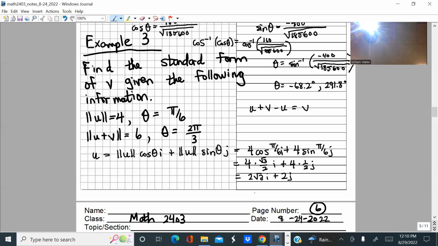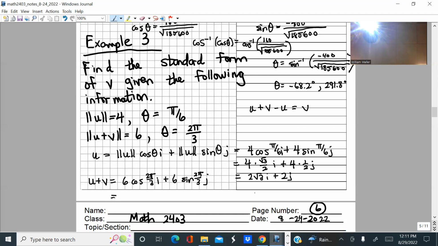But I think we've got enough information here to figure out what u plus v is, because we have the magnitude and we have the direction. So again, anytime you have the magnitude and direction of a vector, you're going to be able to write down the vector in standard component form. So let's see. We know that u plus v must be 6 times the cosine of 2 pi over 3 times i, plus 6 times the sine of 2 pi over 3 times j. So it looks like u plus v is going to end up in the second quadrant.